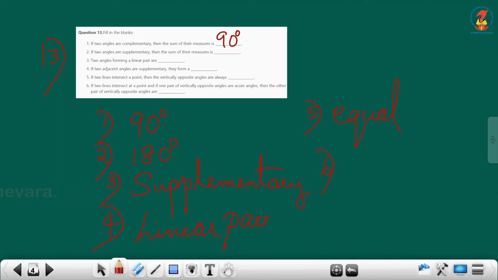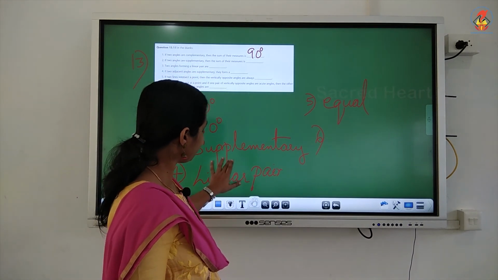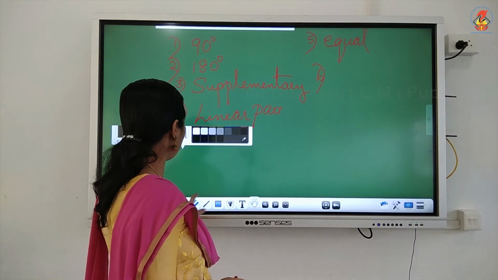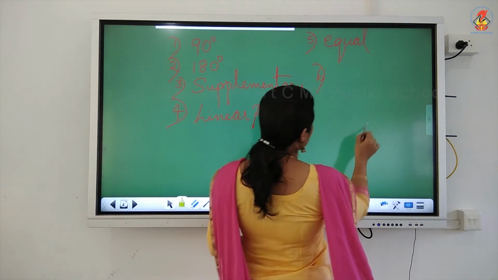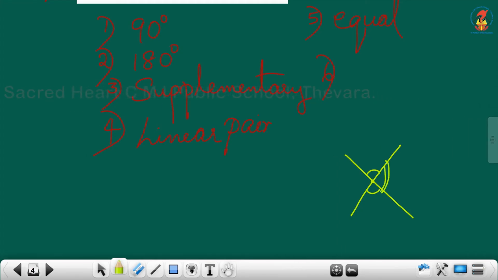Now the sixth question. If two lines intersect at a point, if one pair of vertically opposite angles are acute angles, then the other pair of vertically opposite angles are, if one pair is acute, that means, listen children, suppose this angle and this angle are vertically opposite angles. And what is given in the question? Suppose this pair is acute. What about the other pair of angles?